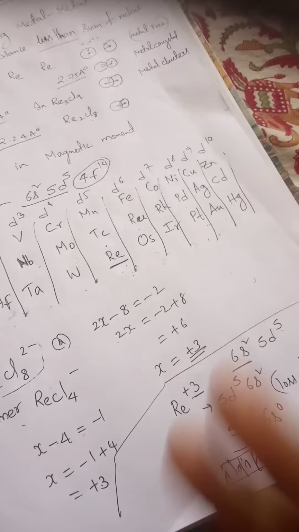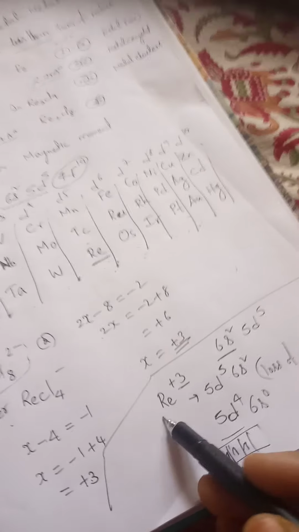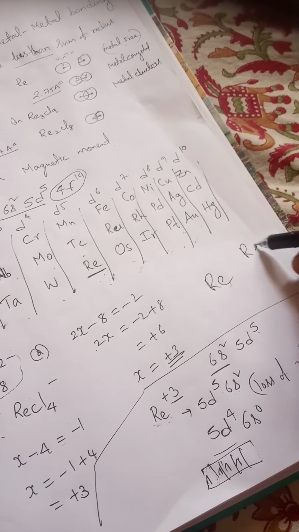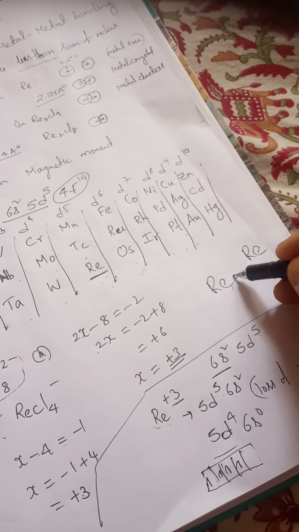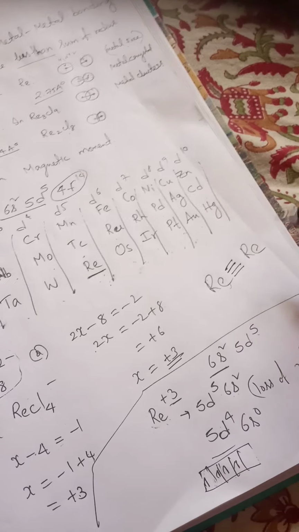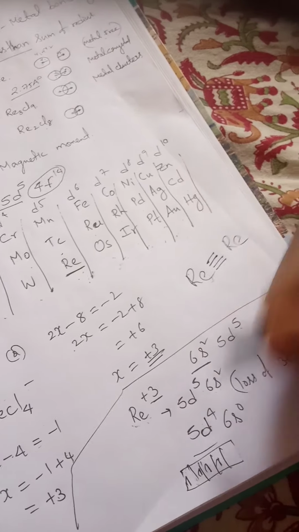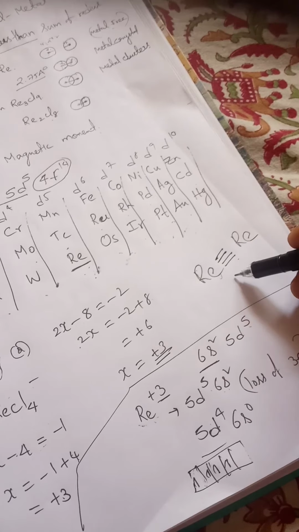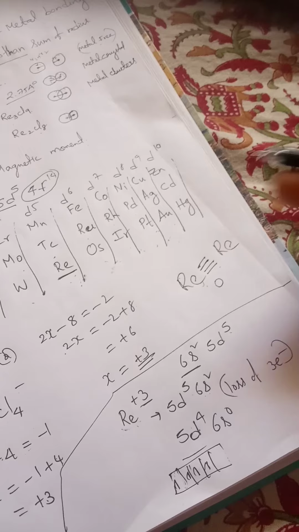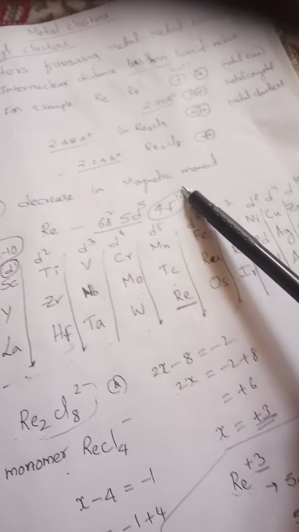If these 4 electrons were unpaired, the magnetic moment would be very high. But the 2 rhenium atoms overlap to form a sigma bond, 2 pi bonds and 1 delta bond. So all the 4 electrons are involved in the bonding, and there is no unpaired electron. So the magnetic moment is nearly 0. That is the second evidence: the decrease in magnetic moment.